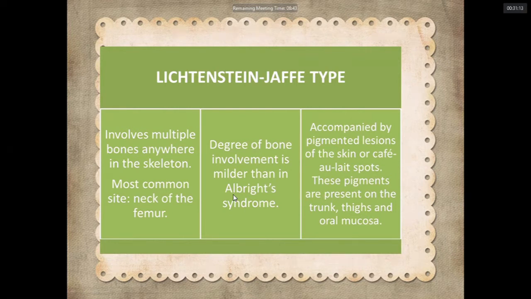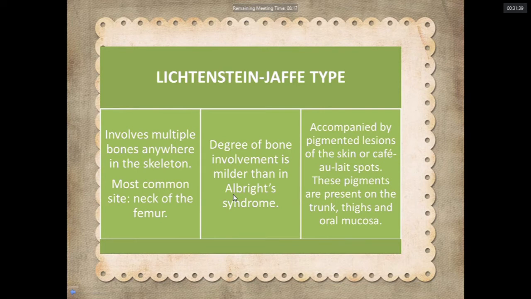Now the Lichtenstein-Jaffe type in polystotic form. So this involves multiple bones anywhere in the skeleton, and the most common site is the neck of the femur. Here, the degree of involvement of the bone is milder than in the Albright syndrome.